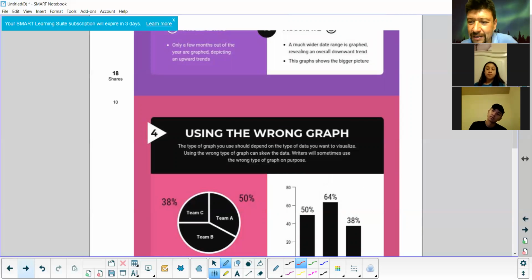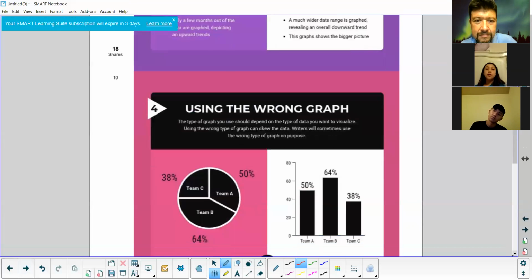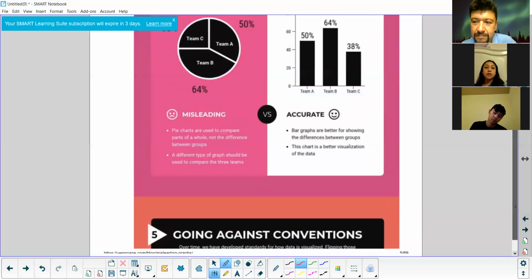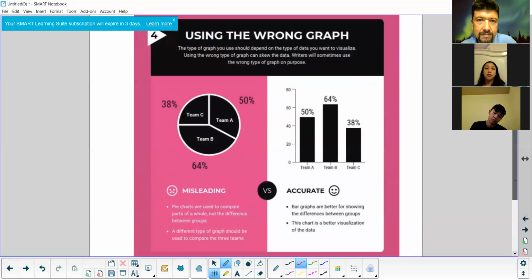All right, Celeste, go ahead and read this next one. Using the wrong graph. The type of graph you use should depend on the type of data you want to visualize. Using the wrong type of graph can skew the data. Writers will sometimes use the wrong type of graph on purpose. Yeah. So what do you notice? Misleading? Like this pie chart. What's wrong with this pie chart?